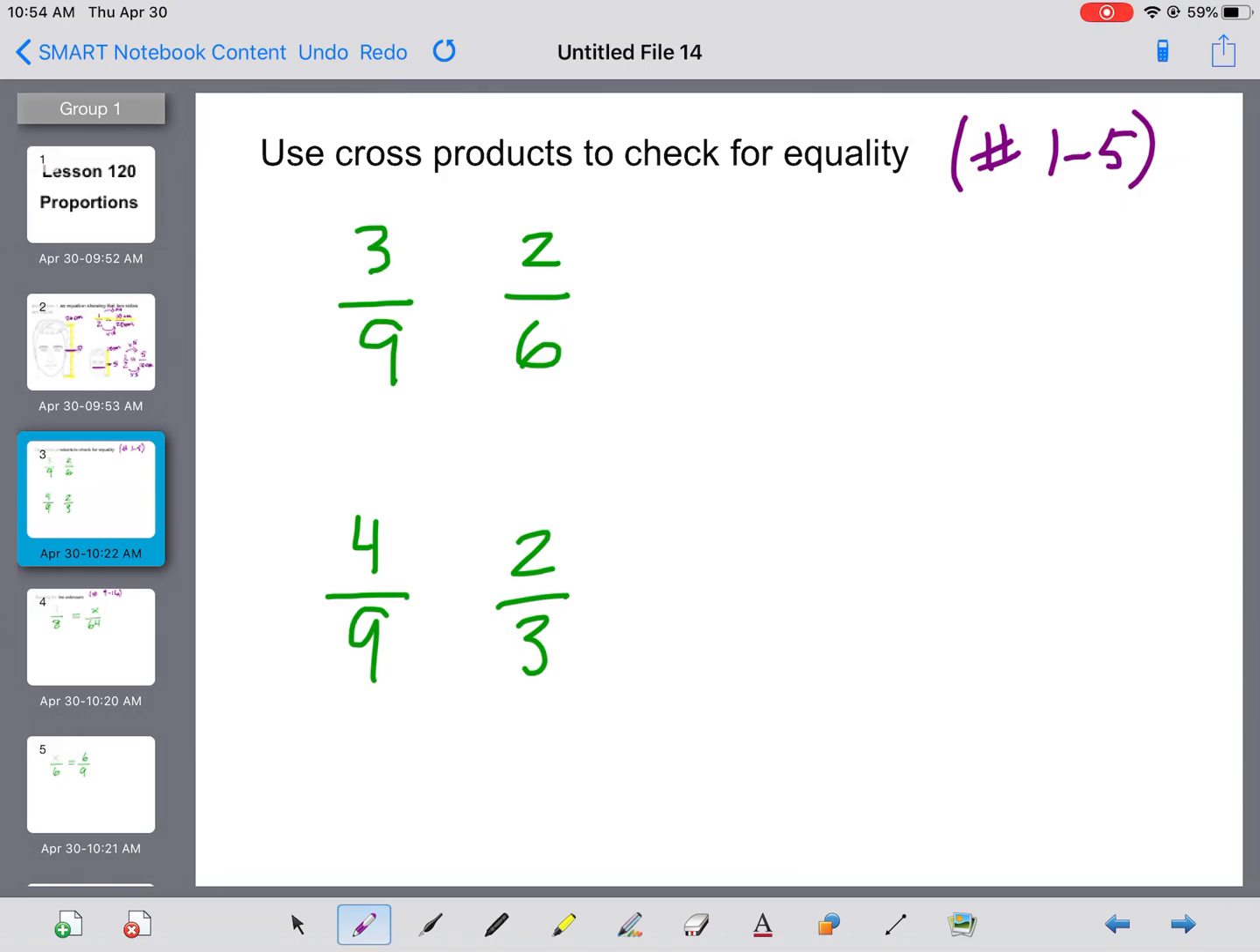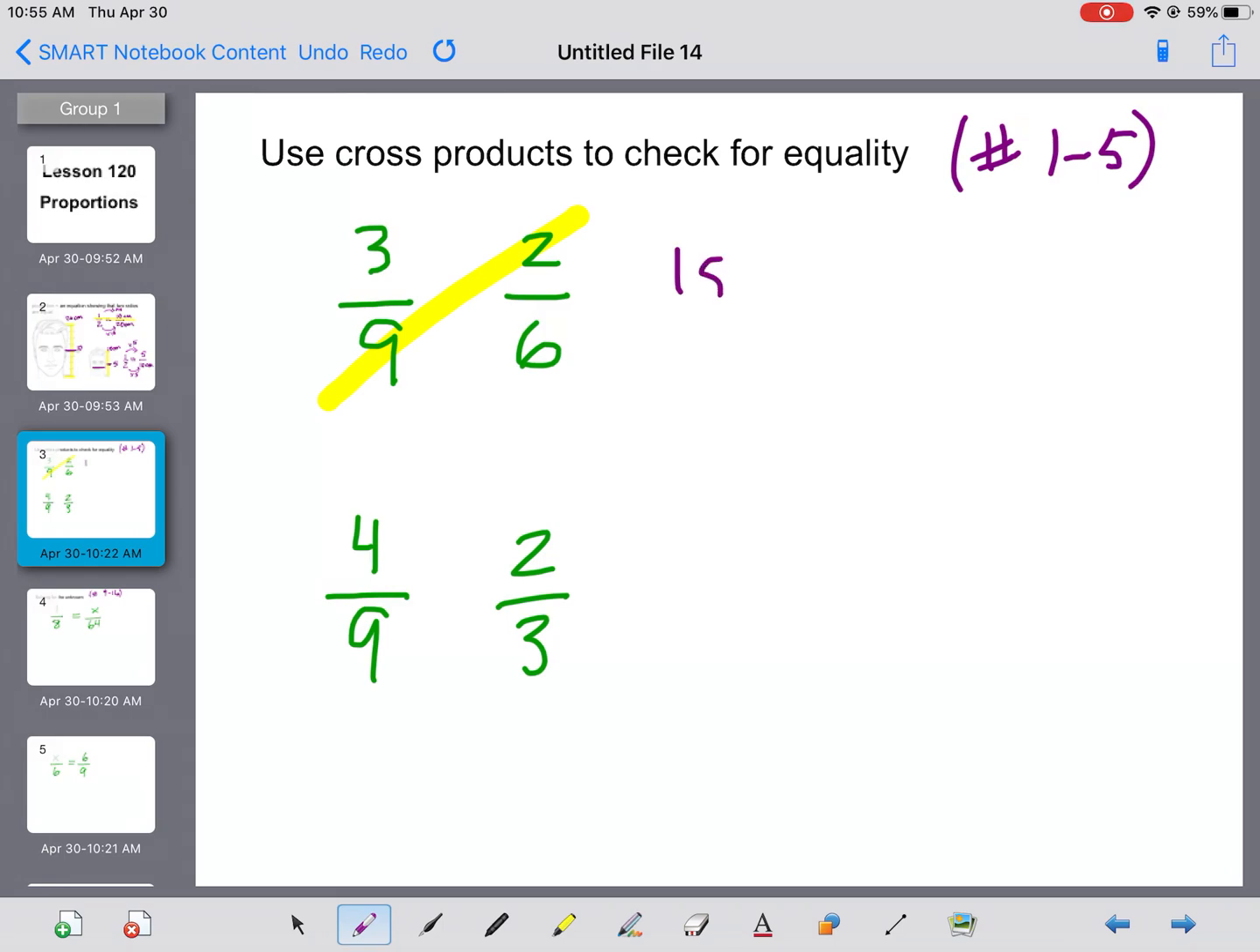A couple of things that you are going to be asked to do in your textbooks today is to use cross products to check for equality. This is not something new, but I'm going to go over it so that you understand how you need to answer these questions. So you're going to be given two ratios, and you're going to have to decide if they are proportionate, if they are equal. So the way to do that is to think back, right?